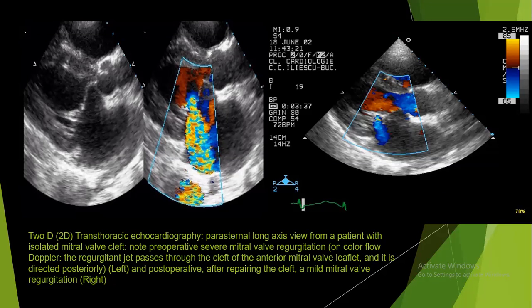And then this image is a 2D TEE, a parasternal long axis view from a patient with isolated mitral valve cleft. On the left is the preoperative image, and the image on the right is a postoperative image of the mitral valve.